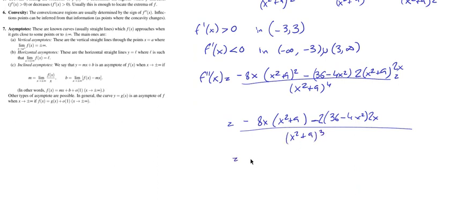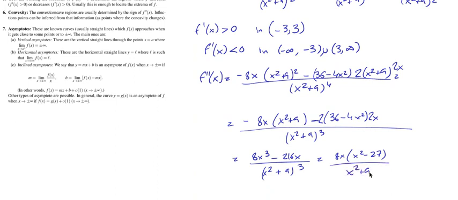If you operate on this, what you have is 8x cubed minus 216x divided by x squared plus 9 cubed, and 216 is a multiple of 8, so this is just 8x that multiplies x squared minus 27 and divided by x squared plus 9 cubed. So the changes of concavity are going to be at 0, and then at the square root of 27, which is 3 times the square root of 3, right?